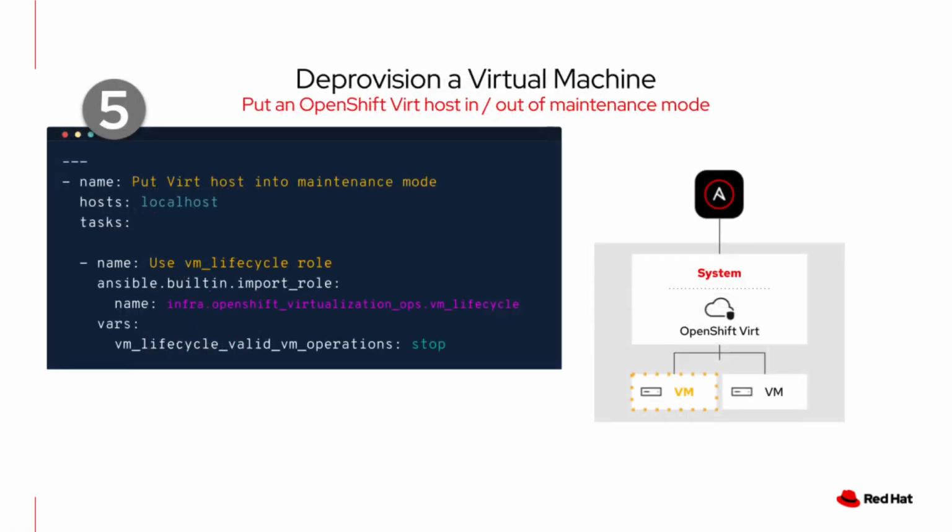Now let's talk about our fifth and final use case for this video, deprovisioning a virtual machine. While the goal is to safely remove a VM, this task is often part of a larger lifecycle workflow, such as preparing a host for maintenance. This playbook is an example of how you can use Ansible to safely and predictably handle VMs before maintenance on an OpenShift virtualization host. Using the VM lifecycle role, we set a variable to gracefully stop any VMs on the host. This ensures that you don't run into unexpected interruptions and that the process is repeatable, whether you're taking down one host or automating fleet-wide maintenance windows.